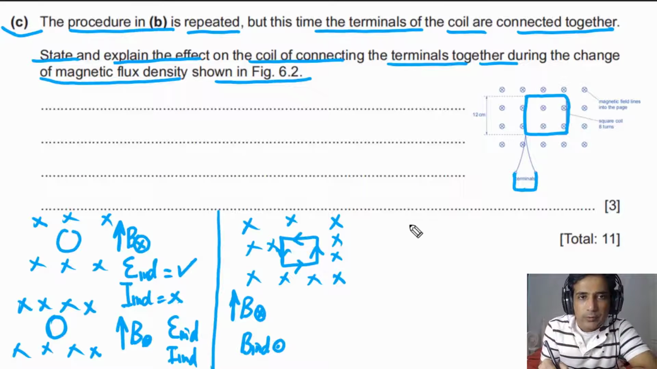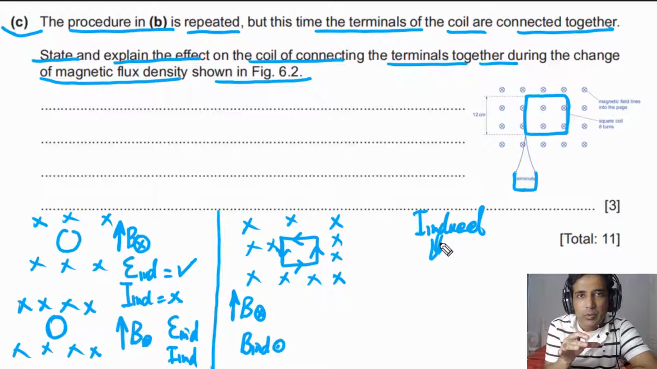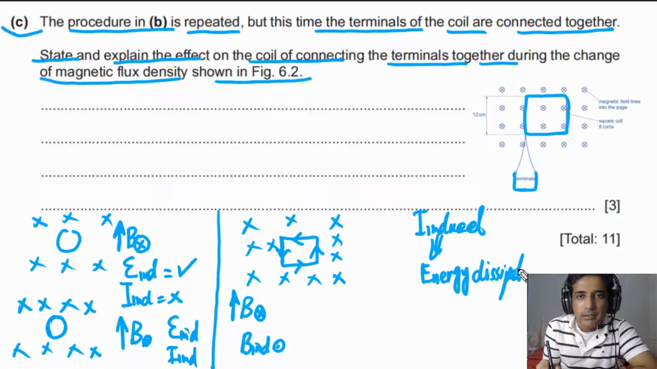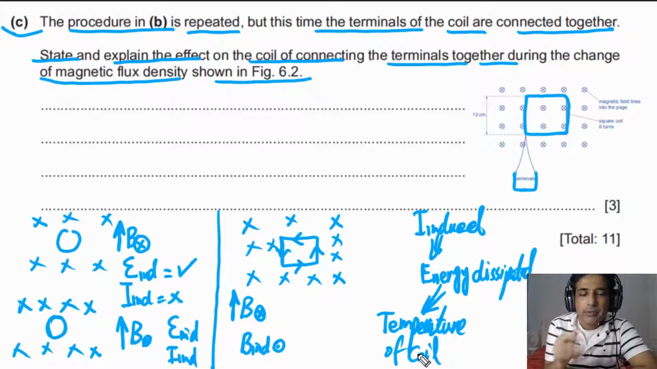Now in this case you need to understand current is flowing in the coil. As current is flowing in the coil, we can say there is I induced in the coil. As there is I induced in the coil, and the coil has its own resistance, it simply means that energy will be dissipated in the coil. Electrical energy will be converted into thermal energy. As energy is dissipated, electrical energy has been converted into thermal energy. Due to thermal energy, the temperature of the coil will rise, meaning the coil will get hot.